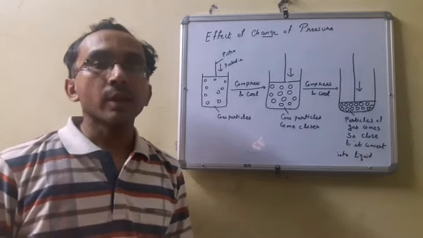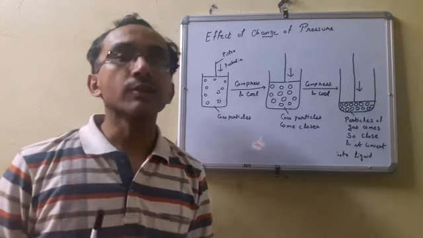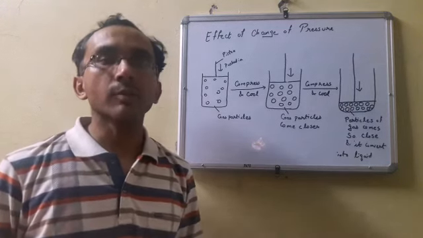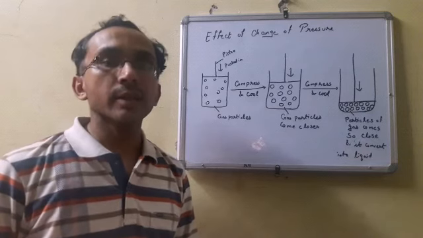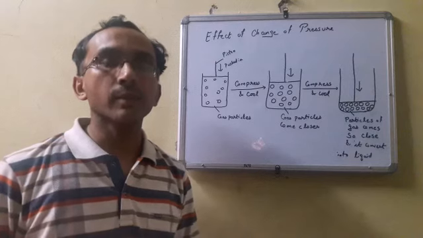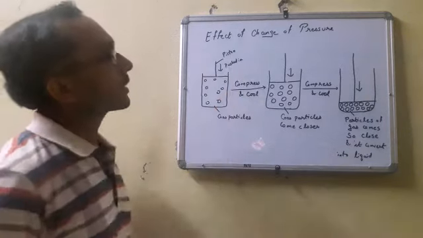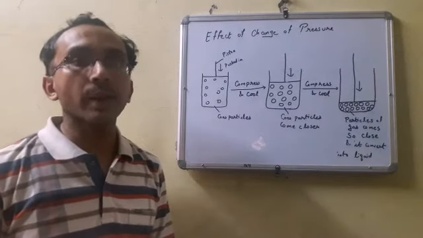In case of liquid, they have less force of attraction as compared to solids. That's why liquids can easily flow. In the same way, in case of gas, there is negligible force of attraction. The particles are far away from each other. They move randomly in all the directions. Now we are seeing the effect of change of pressure on the particles of gas.